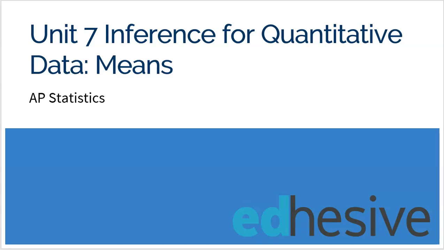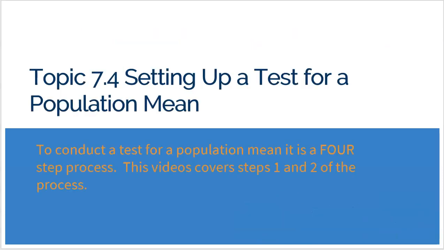Welcome to Unit 7, Inference for Quantitative Data with an emphasis on means with AP Statistics. This video is going to tackle topic 7.4, setting up a test for a population mean. To conduct a test for a population mean, it is a 4-step process. This video is going to cover steps 1 and 2, and then the next video for topic 7.5 will cover steps 3 and 4 and go through the entire problem.